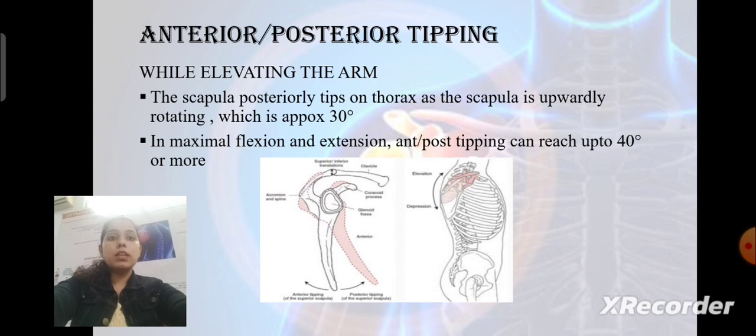Next is anterior and posterior tipping. It occurs while elevating the arm. The scapula posteriorly tips on the thorax as the scapula is upwardly rotated, approximately 30 degrees. In case of maximal flexion and extension, anterior and posterior tipping can reach up to 40 degrees or more.